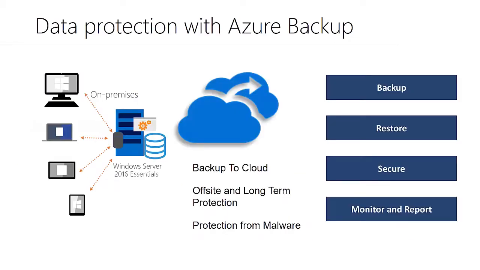Then there's data protection with Azure Backup. So on premises, you have a backup environment, so you can back up your end user devices onto the Windows Server 2016 Essentials device. But with Azure Backup, you can back up to the cloud. And so you've got backup, restore, the data is secure, and you can monitor and report on how much data, what's happening with that data, and other parameters as well. So there's backup to the cloud, it's offsite and long-term protection, and there's also protection from malware in that environment.